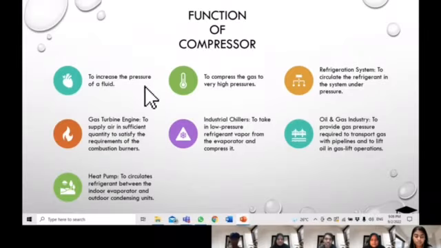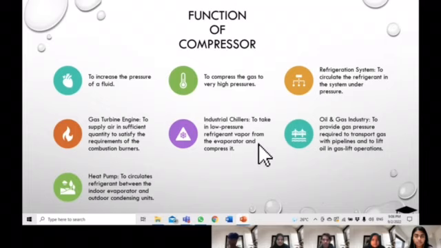First one is to increase the pressure of the fluid. Next one is to compress the gas to very high pressures. The next one, in a refrigeration system, the compressor works to circulate the refrigerant in the system under pressure. In a gas turbine engine, the function of the compressor is to supply air in sufficient quantity to satisfy the requirements of the combustion burners.